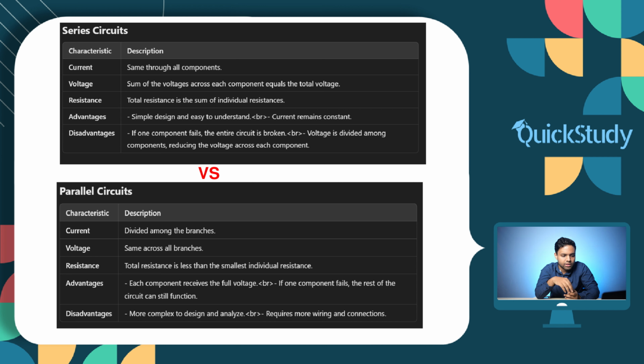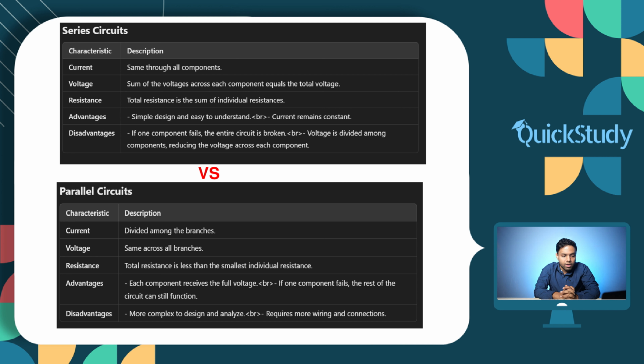But in a parallel circuit, the resistance would be divided into different factors considering how much electricity each of the components is absorbing. The advantage of a series circuit is simple design and it is easy to understand. The disadvantages of a series circuit would be if one component fails, the entire circuit will break down. Voltage is divided among the components, reducing the voltage across each of the components.